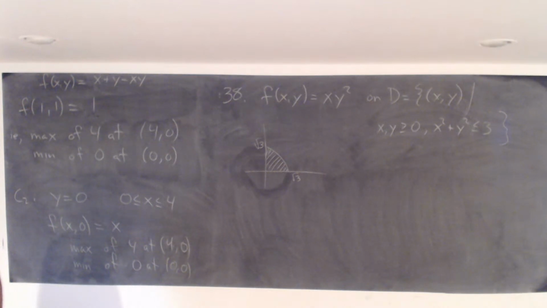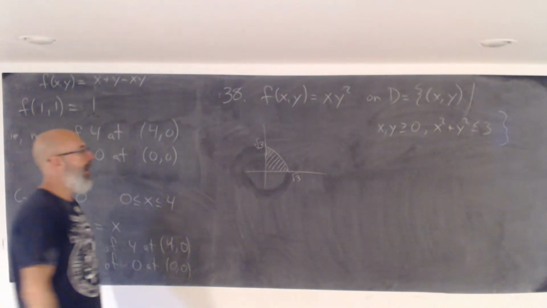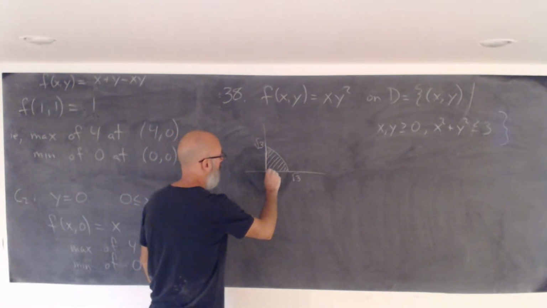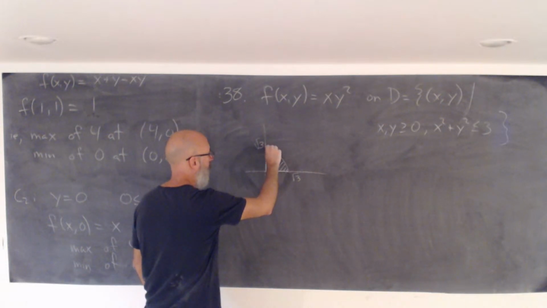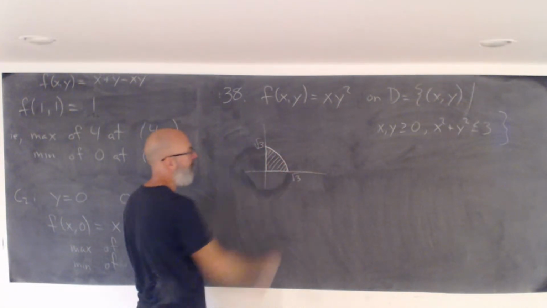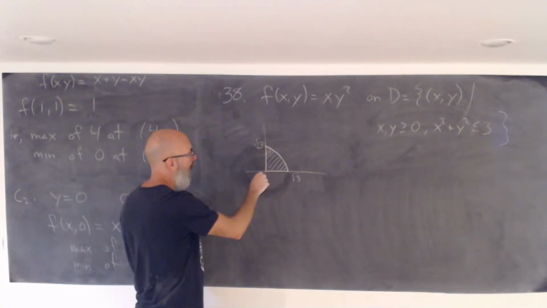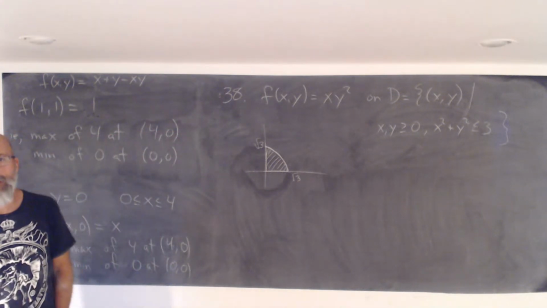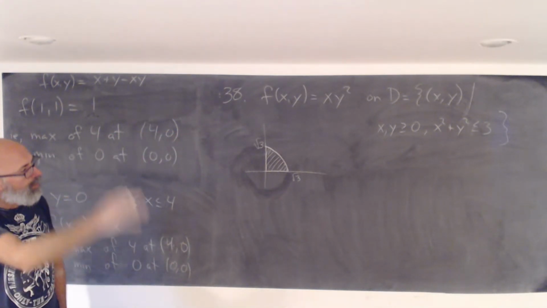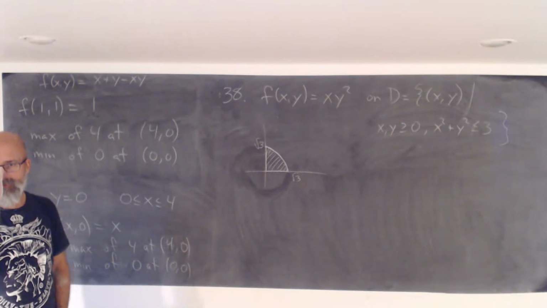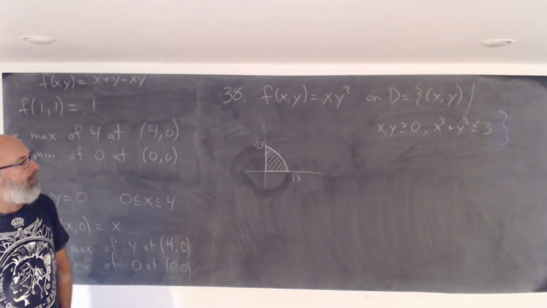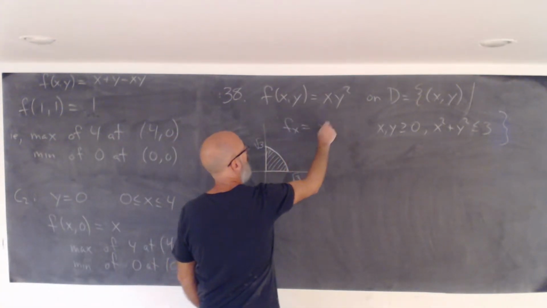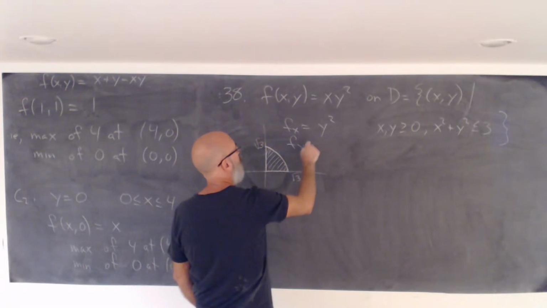And you understand that, once again, the domain is made up of 3 curves. This part on the y-axis, this part on the x, and that region, that quarter of a circle. All right. Take the derivative with respect to x. Take the derivative with respect to y.